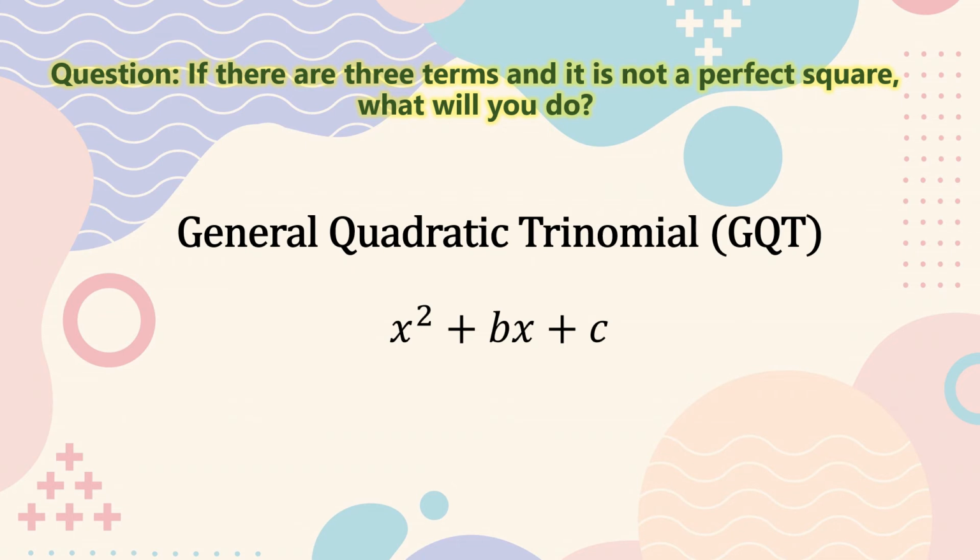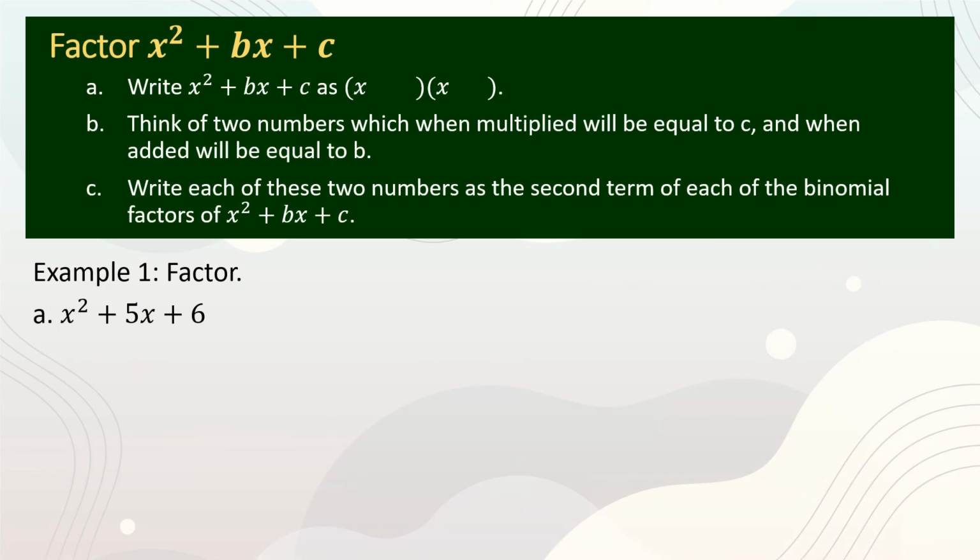So in our general quadratic trinomial, it is more on trial and error. So it's always in the form of x squared plus bx plus c, or x squared plus bxy plus cy squared, where b and c are numerical coefficients. So in this part, let's start with the basic, x squared plus bx plus c. So we have here three sub-steps. So A, B, and C.